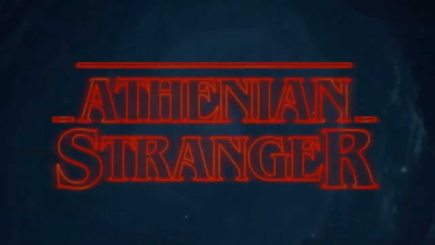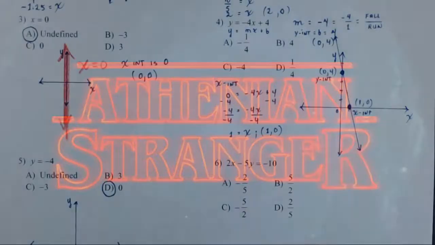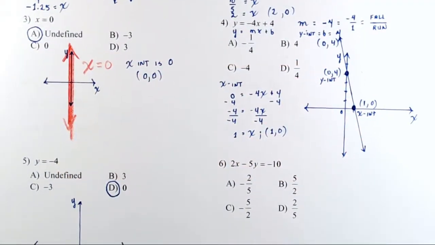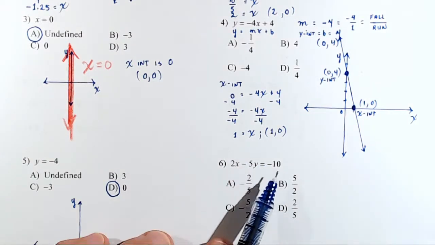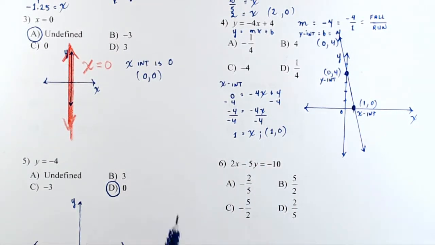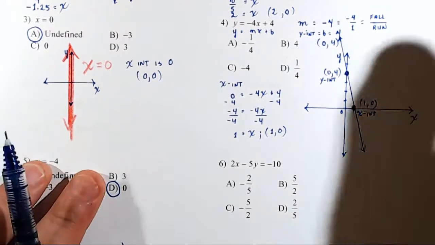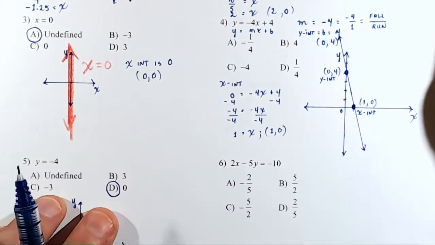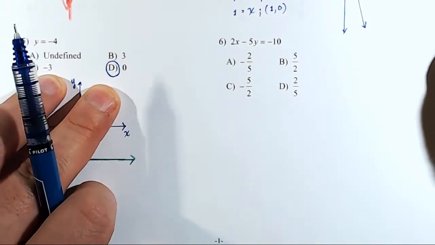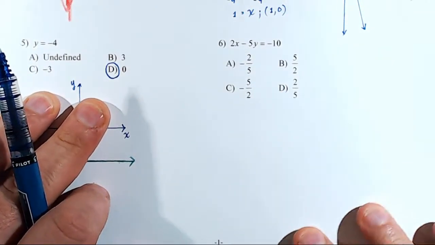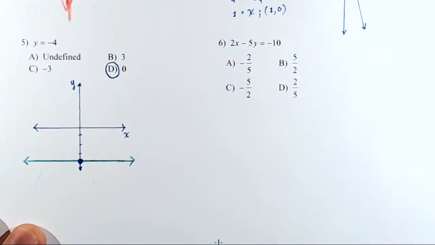All right, welcome back. We're here looking at equations of lines, and we're trying to find the slope, the y-intercept, the x-intercept, and we're trying to graph it. We're given in number 6, 2x minus 5y equals -10. And this is in standard form, ax plus by equals c, where a, b, and c are whole numbers and a is positive.